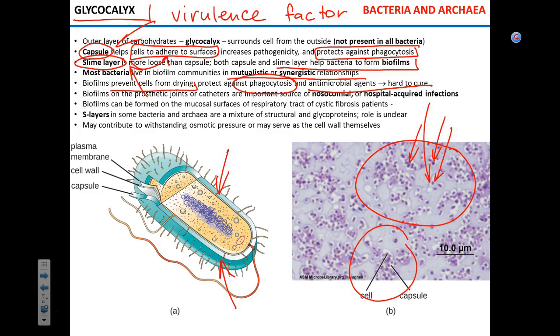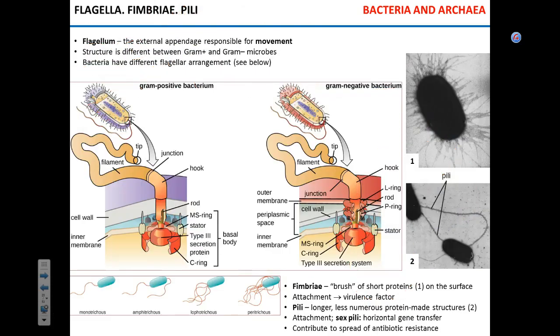Some bacteria and archaea form S layers. We have really no idea what they do. Probably some structural functions, maybe increasing the rigidity of the envelope. Movement, attachment, things. Flagella, fimbriae, pili. Flagellum, an external appendage.